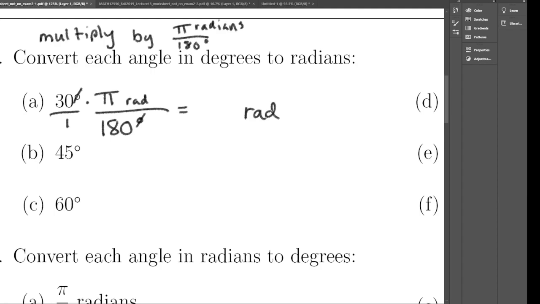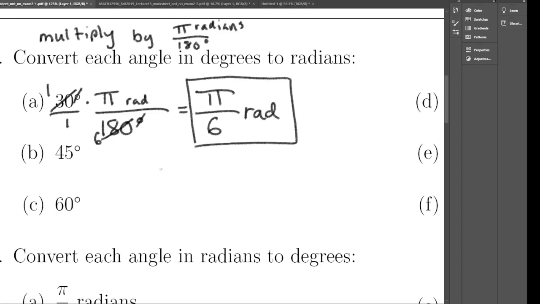But as you can see, the degrees cancel. 30 and 180 have a common factor of 30. 30 divided by 30 is 1. 180 divided by 30 is 6. So this is like 1 times pi radians over 1 times 6. So we get pi over 6 radians as our answer.